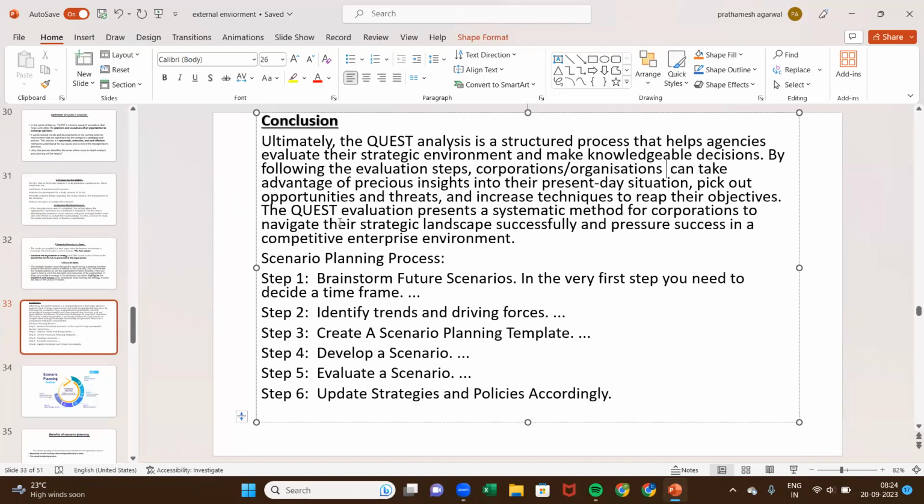The quest evaluation presents a systematic method to navigate their strategic landscapes. Why do we say so? Because Quest helps us to have an in-depth analysis of our weaknesses, the issues and the problems an organization is facing. So, the quest evaluation presents a systematic method for corporations to navigate the strategic landscape successfully and ensure success in a competitive enterprise environment.